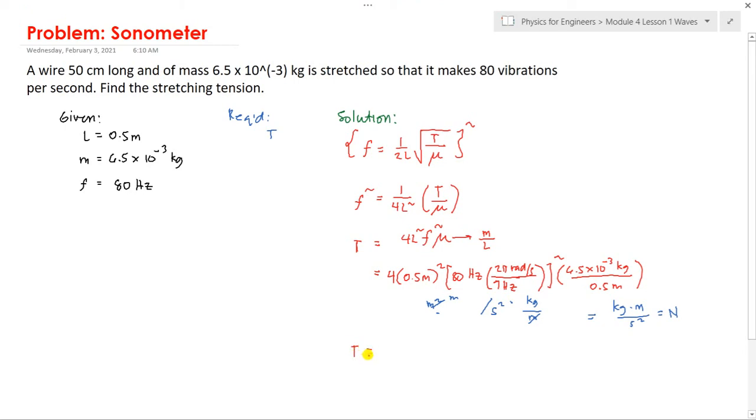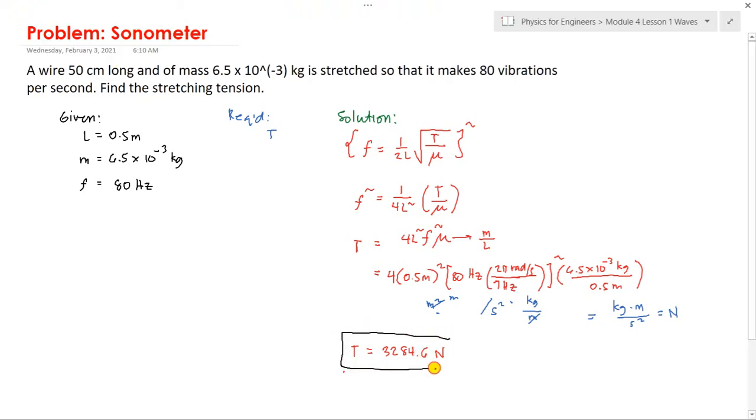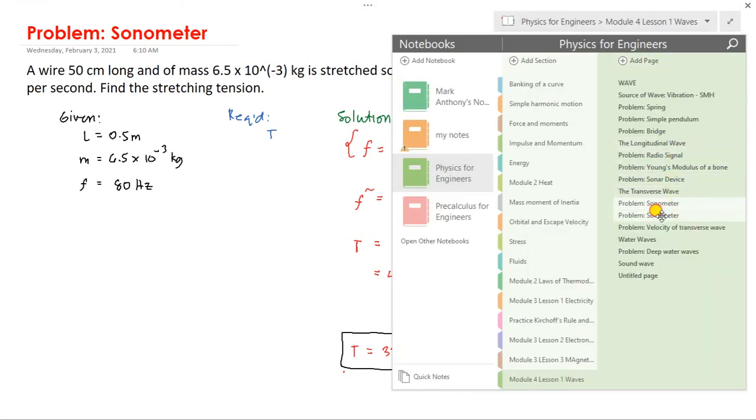So solution, let's simplify this. It becomes 4 times 0.5 squared times 80 times 2 pi squared, then 6.5 times 10 to the power of negative 3 divided by 0.5. So the answer here is 3284.6 newtons. So that is the tension you need to produce a frequency in your wire of 80 vibrations per second. So that is it, class. Straightforward. So let's proceed to the next one.